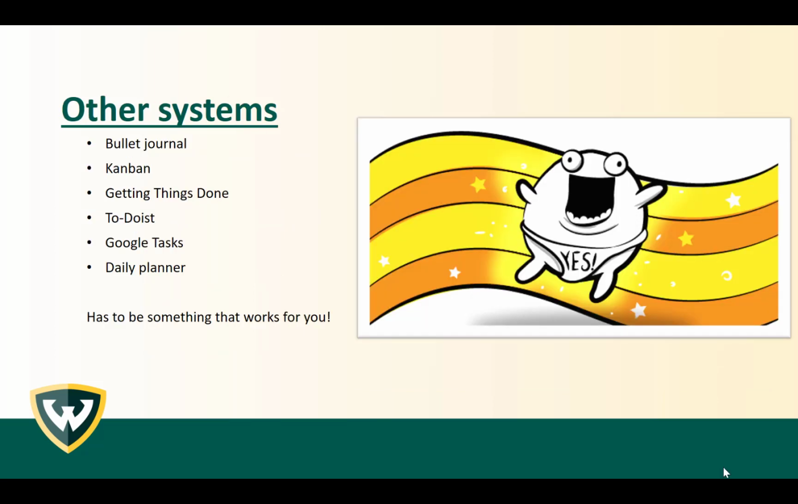The last thing that I just want to mention is that the priority matrix is one tool. That's it. It's just one tool. It happens to be one that's listed in a lot of books, a lot of business journals. It's referenced quite a bit because it helps you choose priorities. But there are other systems, and you can find some of these on Canvas. You can also look them up. There's things like a bullet journal or a Kanban or Getting Things Done, which is a whole system. It has a book attached to it. The app Todoist, Google Tasks, and maybe even a daily planner, right?